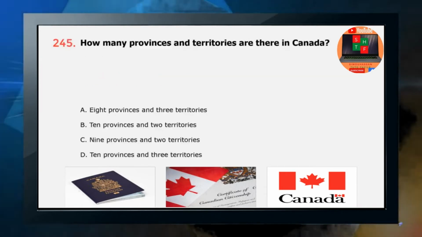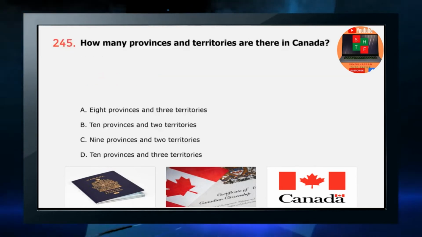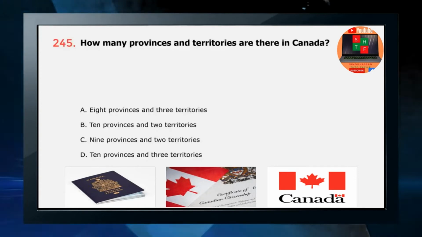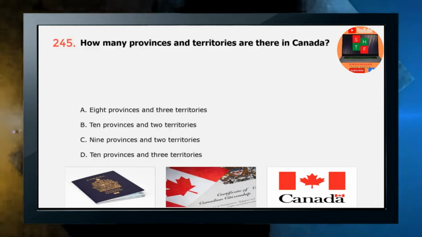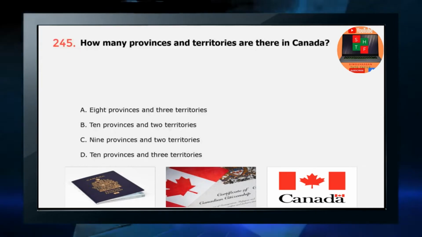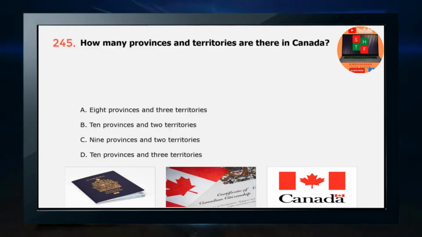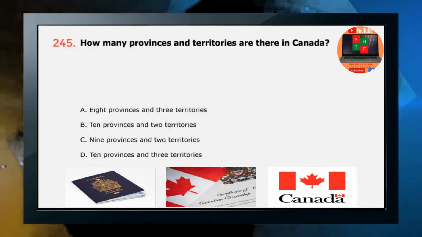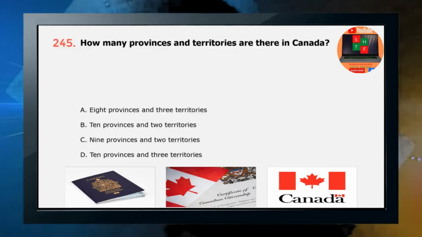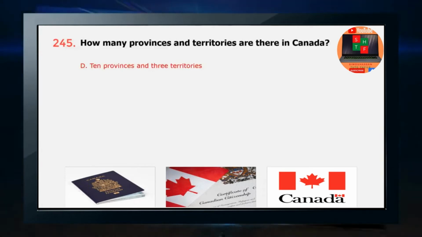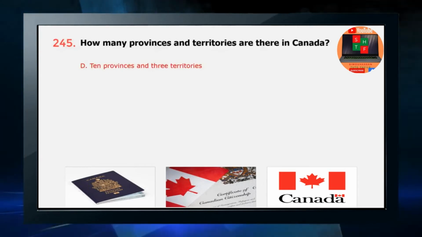Question 245. How many provinces and territories are there in Canada? A. 8 provinces and 3 territories. B. 10 provinces and 2 territories. C. 9 provinces and 2 territories. D. 10 provinces and 3 territories. The answer is D. 10 provinces and 3 territories.